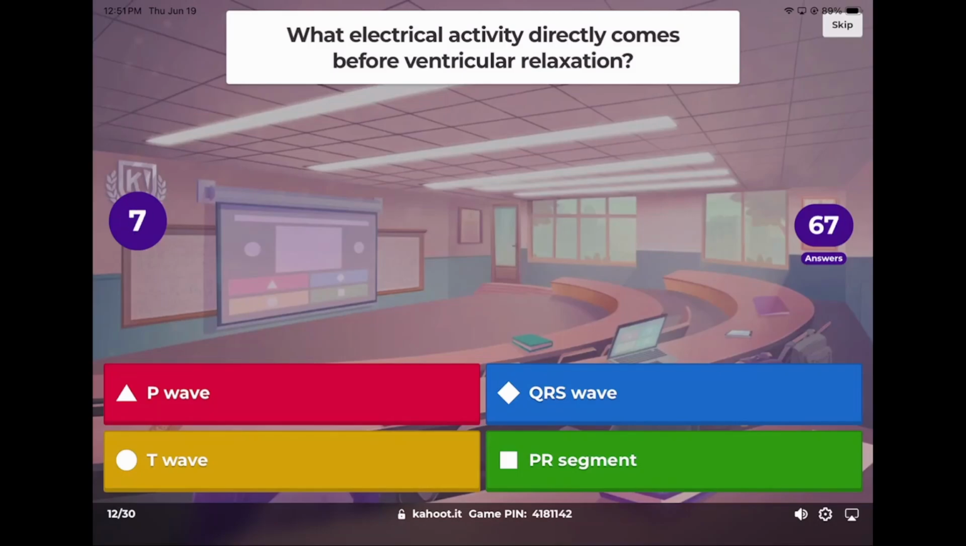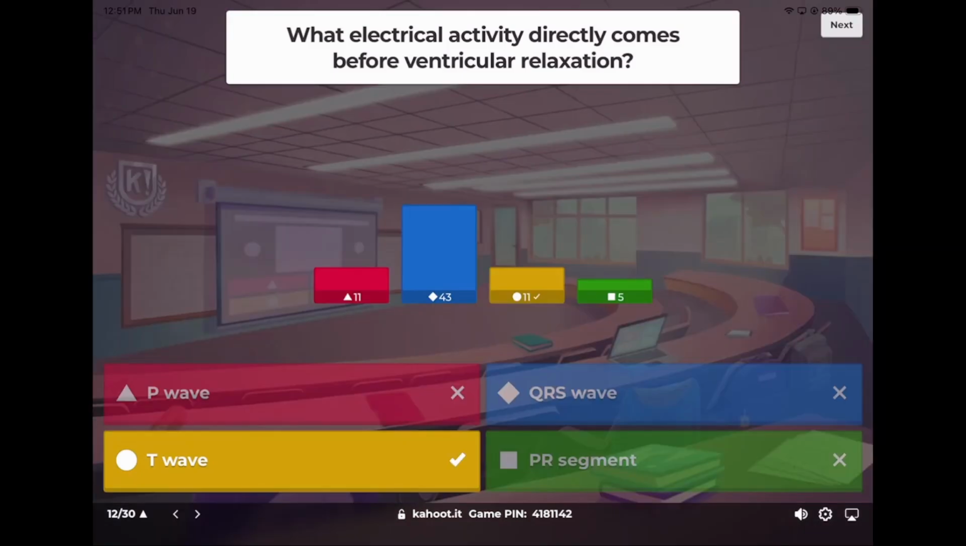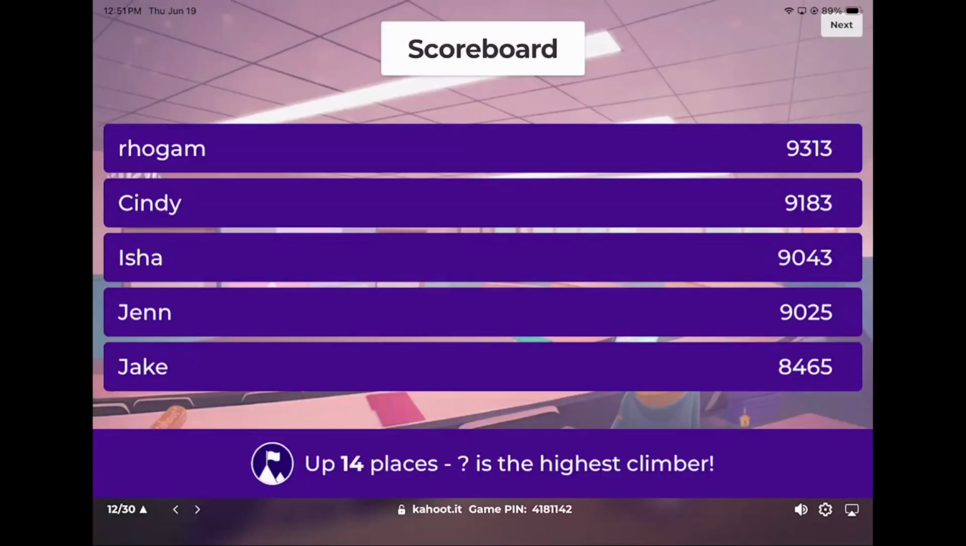This is also going to be represented in your Wiggers diagram. So if you go from the top, ventricular isovolumic relaxation, follow all the way down. The T wave, that is ventricular repolarization. It's resetting the heart, going back to rest. So for ventricular relaxation, the T wave has to happen first.